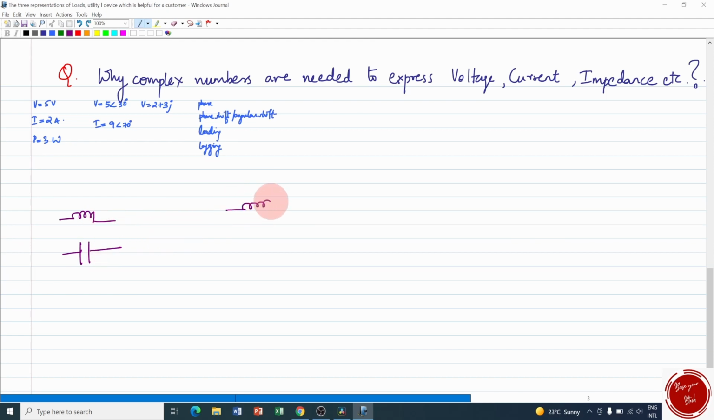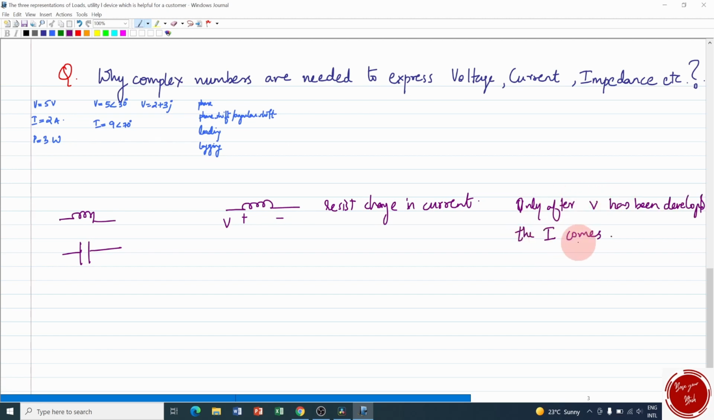I explained in the last video that the main purpose of an inductor is to resist change in current. So when a voltage is applied across an inductor, a magnetic field comes up and it slows down the movement of current. It will control the flow of change in current. So always only after the development of voltage, the current comes. That is, only after voltage has been developed, the current comes.